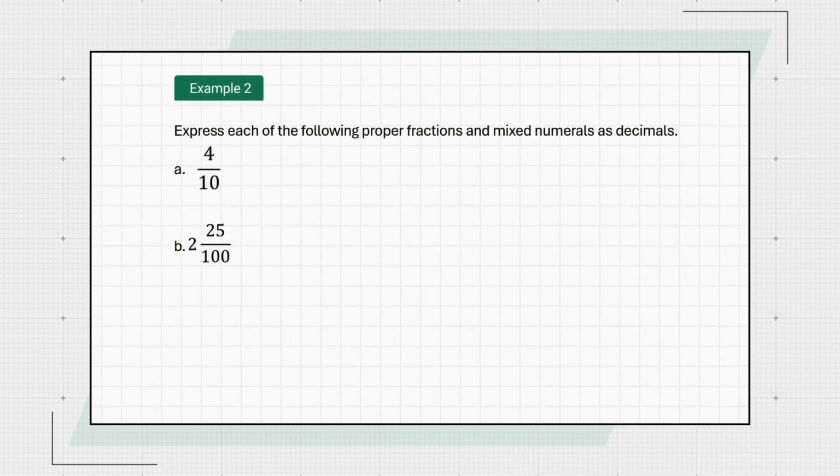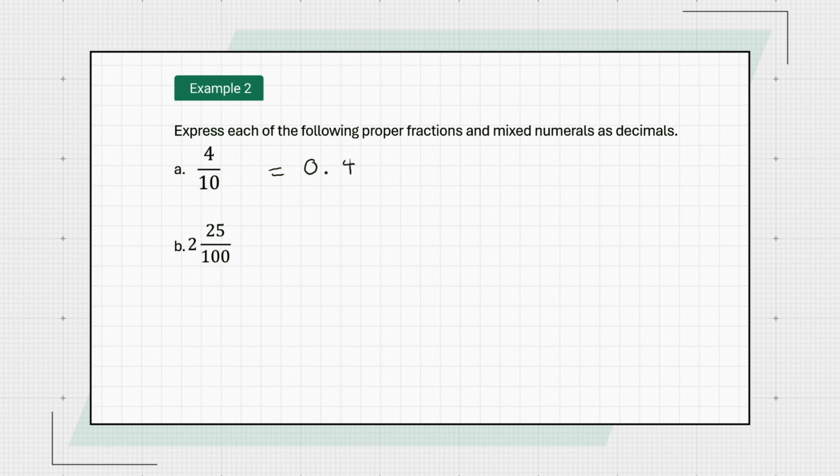Okay, let's have a look at another one. We have 4 out of 10, and we need to convert it to a decimal. We know that the first decimal place is out of 10, so 4 out of 10 is just 0.4. For our second one, it's a bit different.